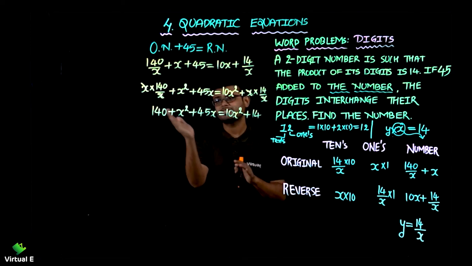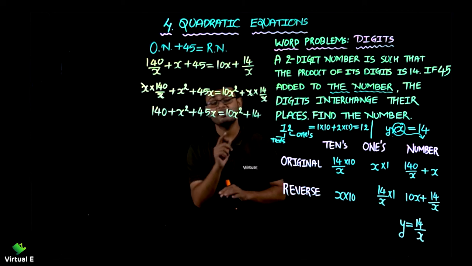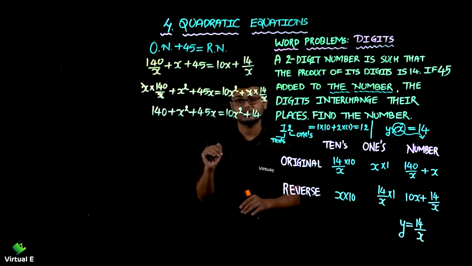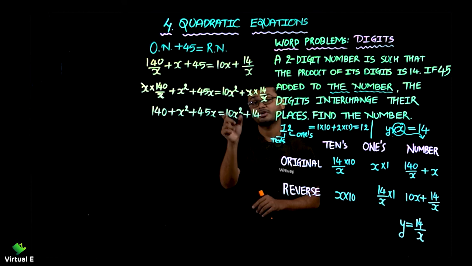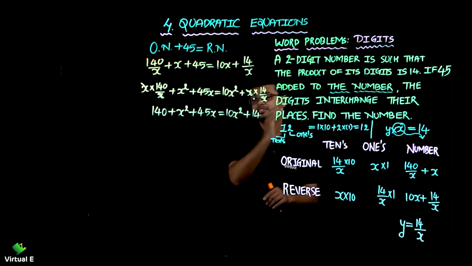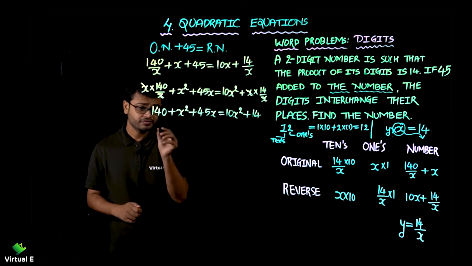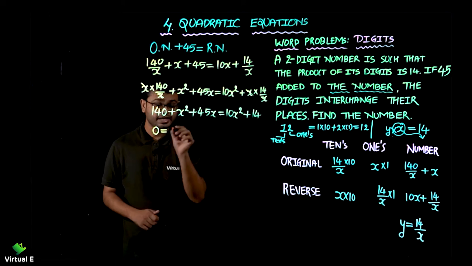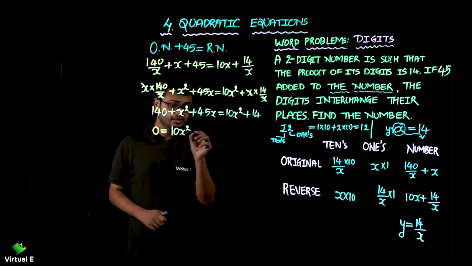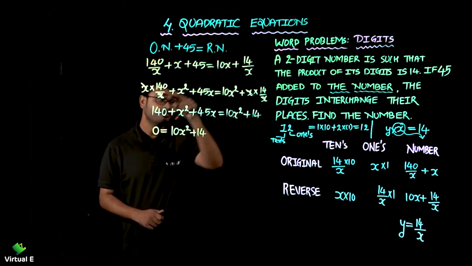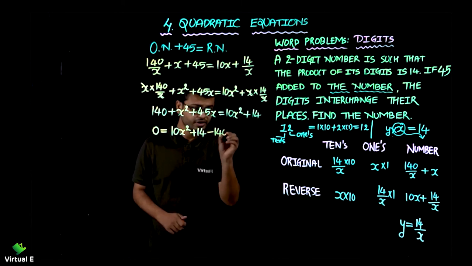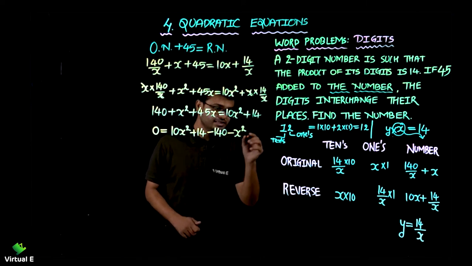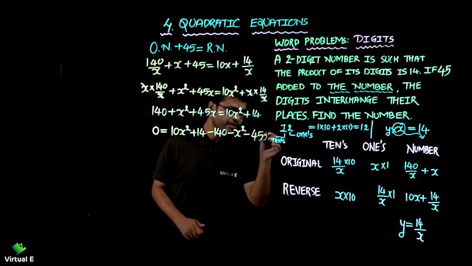Simple. Now let's shift all these terms to the RHS side. The reason behind that is that 10 is a bigger number, and if I shift, I will be getting negative numbers. I don't want to get negative numbers as the coefficient of x square. So I'm shifting all these terms to the RHS side. So first of all, 0, because all terms I'm going to shift to that side, is equal to 10x square as it is, then plus 14 as it is. 140 if I shift, it will become minus 140. If I shift x square, that is minus x square. If I shift 45x, that will be minus 45x.